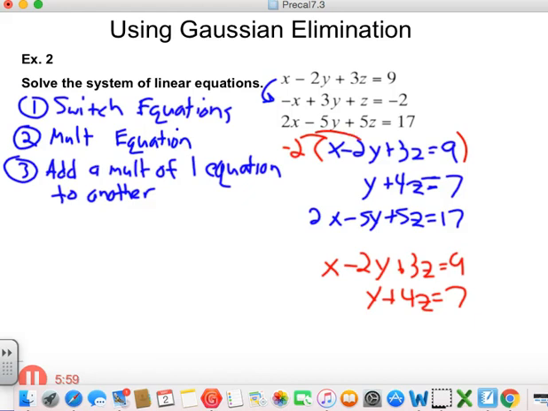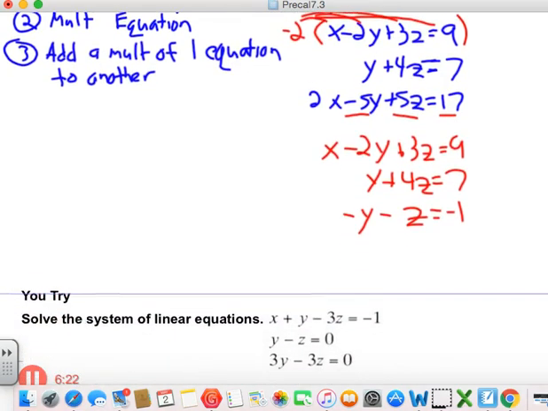-2 times 2y makes 4y. So then I add that down here to the -5y. 4y, -5y gives me -y. And then -2 times the 3z is -6z. I add that to 5z and I get -z. And then -2 times 9 is -18. And I add that to 17 and I get -1. Alright, so now I've eliminated the x in the second and third equation.